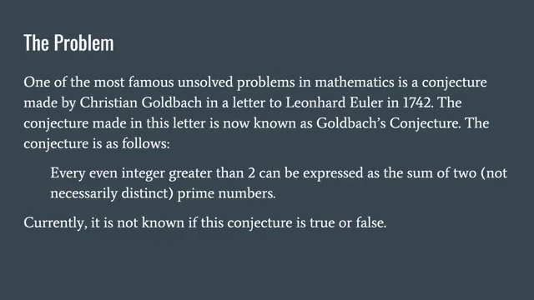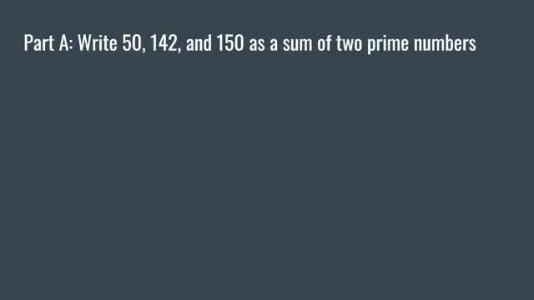The problem. We're looking at the Goldbach conjecture, which is that every even integer greater than 2 can be expressed as a sum of two, not necessarily distinct, prime numbers. Right now, we don't know if it's true or false, and it's been something we've been working on since 1742, a long time. So getting right into it, we've got part A.